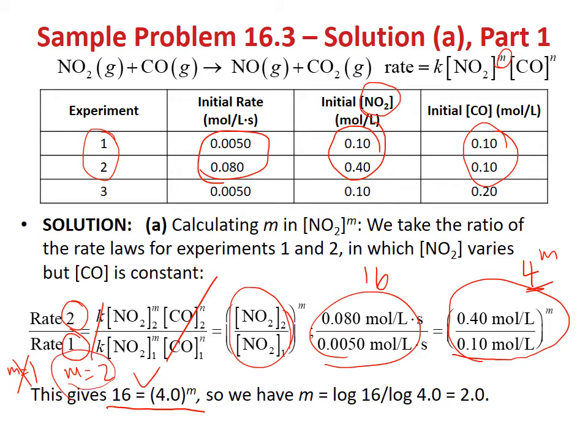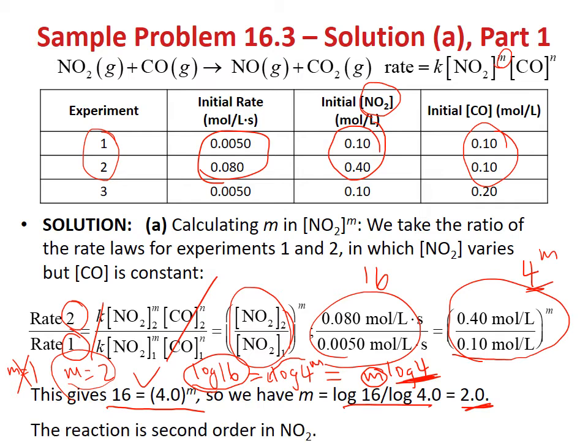More formally, we apply log on both sides. The left side becomes log 16, and the right side becomes log of 4 to the m's power. In math, the power can go in front of the log, so you have m times log 4. To calculate m, you use log 16 divided by log 4, and that gives you 2. So the conclusion is the reaction is second order in NO2.